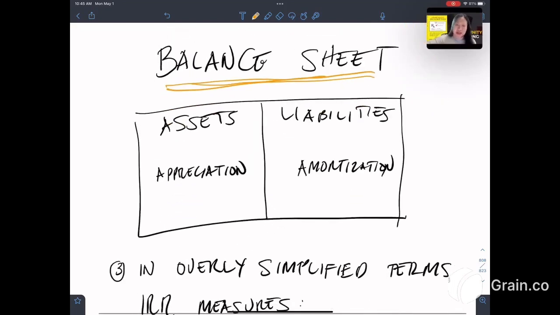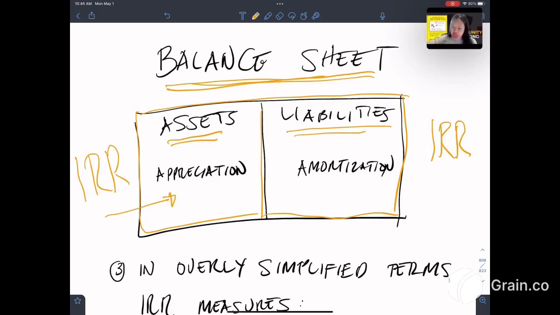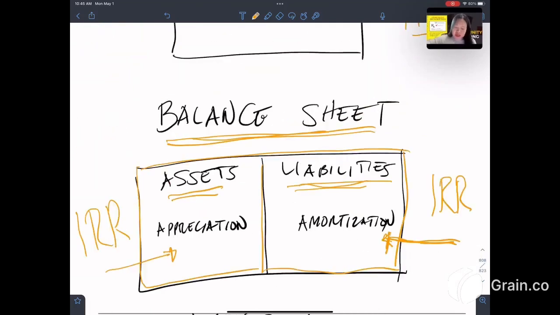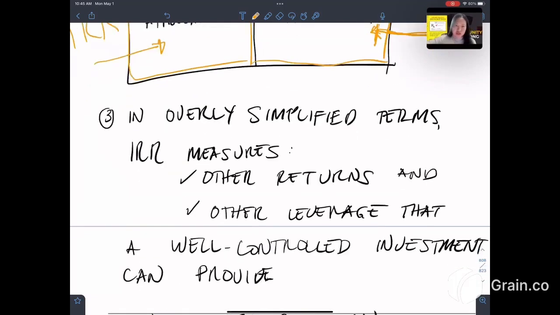Now, on the balance sheet, as we remember, the balance sheet contains assets, the asset column, and the liabilities. When we talk about internal rate of return, assets on the internal rate of return means your appreciation, and the liabilities for the internal rate of return are called amortization. So I'm going to be using this table a lot when I explain more on internal rate of return.